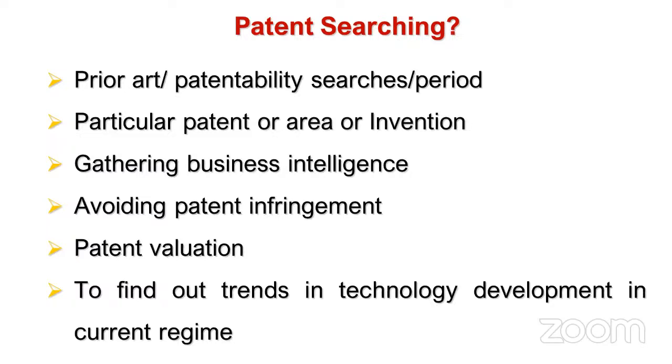In patent searching, through patent searching, we know about the prior art. Prior art means what is existing in nature, what problem is faced by society, what problem is faced by others, and how to overcome that problem by our inventive invention. So the prior art search or patentability search plays a major role in patent filing. An example is the Kolhapuri footwear.